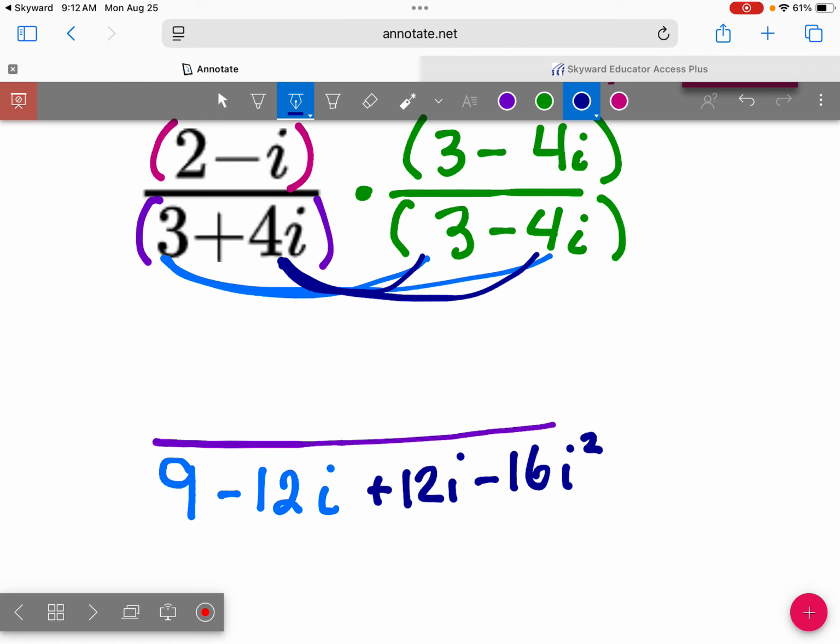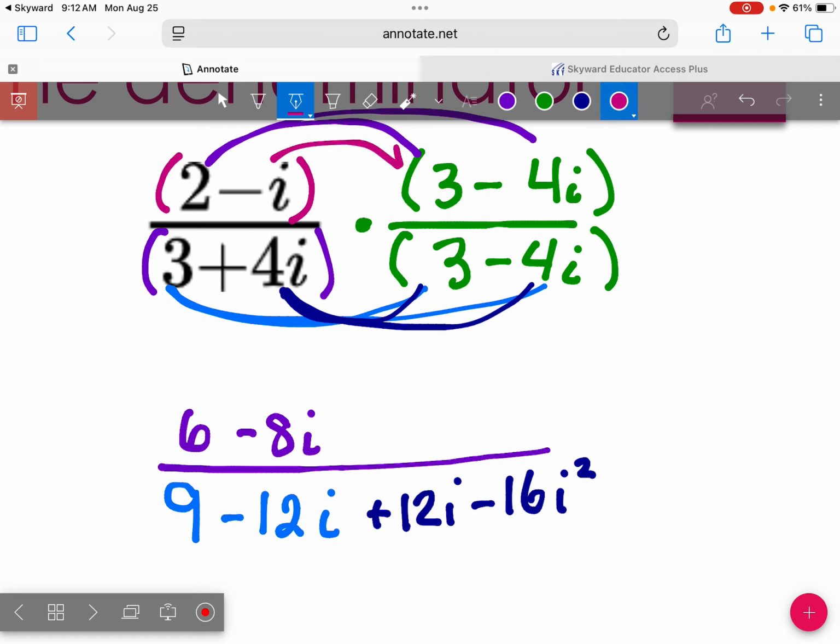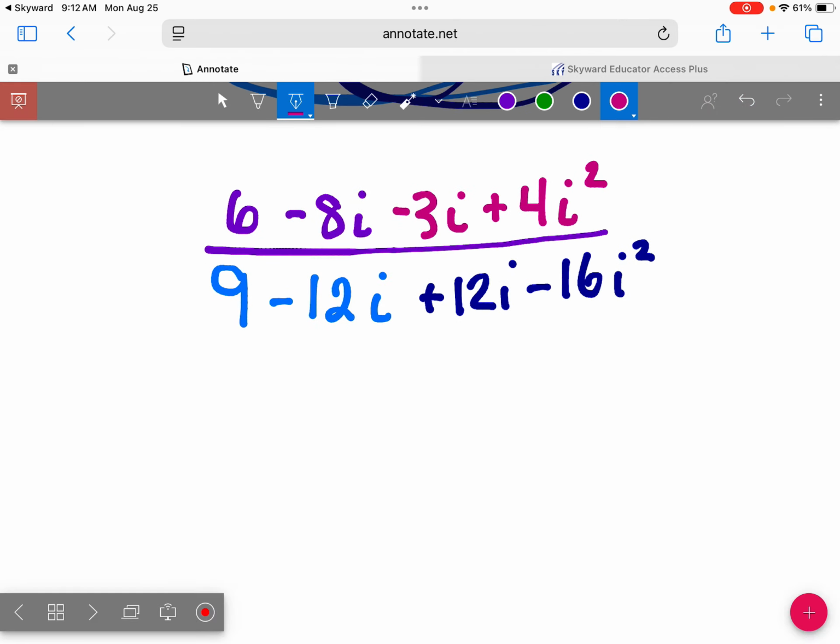I am also going to do my numerator right now. You do not have to. If you want to do these in 2 separate steps, totally valid. But I know we have a tendency to go, I do not want to write that many lines. So how many things can I do at once? So we're going to have our 2 times 3 giving us a 6. 2 times minus 4i gives us minus 8i. Have our minus i times 3, so we have minus 3i. And minus i times minus 4i gives us a plus 4i squared. Multiplying all our pieces out. Combine our like terms and simplify what we can.